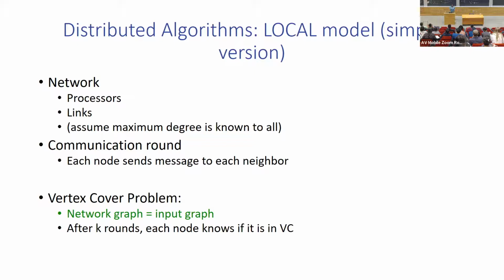And the other thing is, what do you want at the end? After k rounds, each node is not going to know the full vertex cover of the whole graph. All it's going to know at the end is whether it is in the vertex cover. That's all we know. Is that clear? So this is the model.